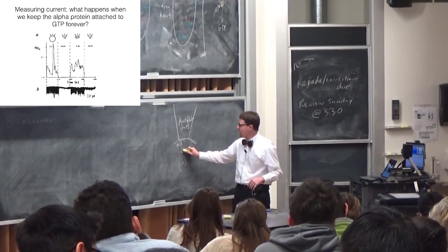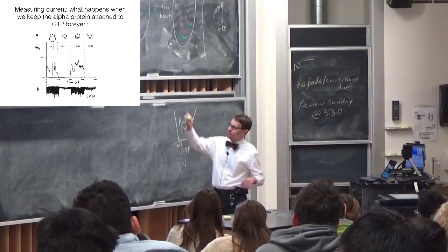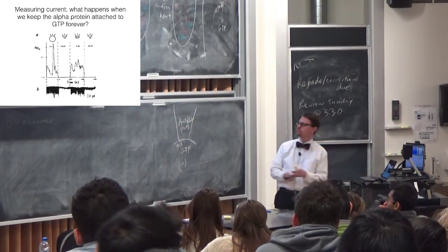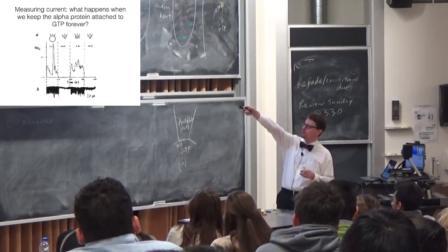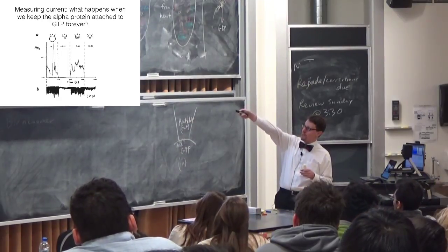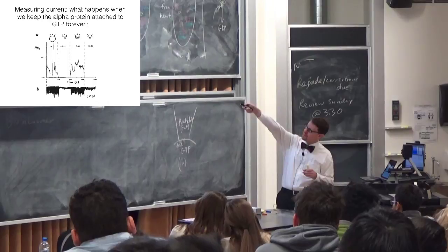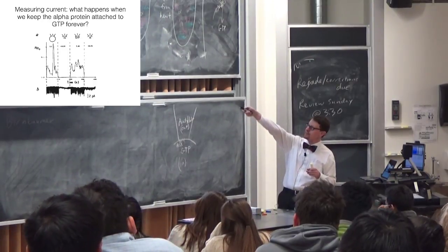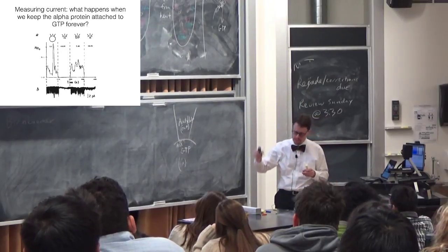And then they apply, at first, no GTP. So there's acetylcholine, but no GTP. And there's no current flowing. Then they add GTP and current starts to flow. Then they take away the GTP and current stops flowing.